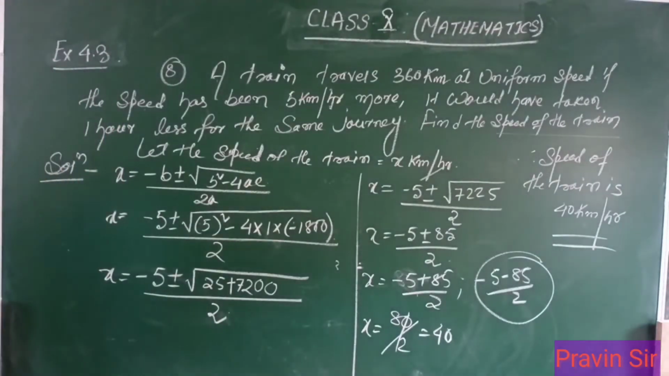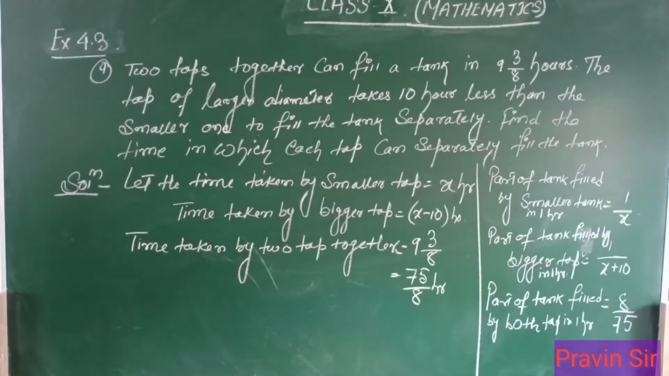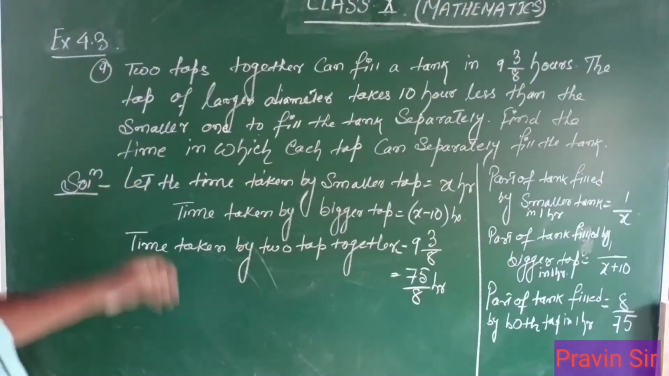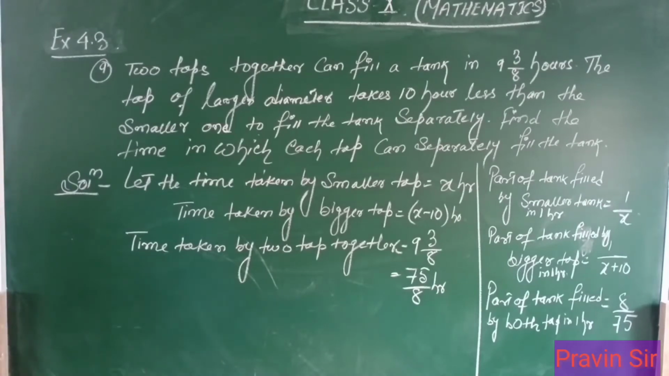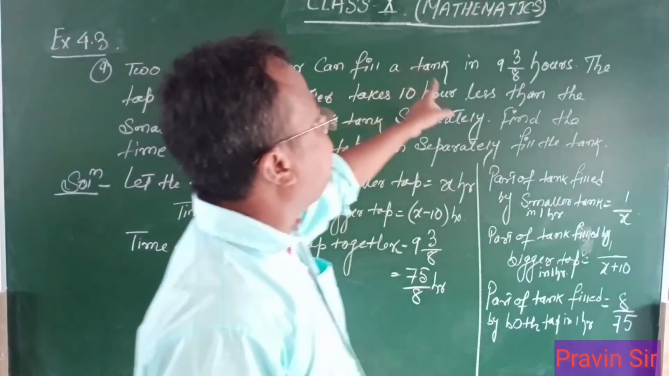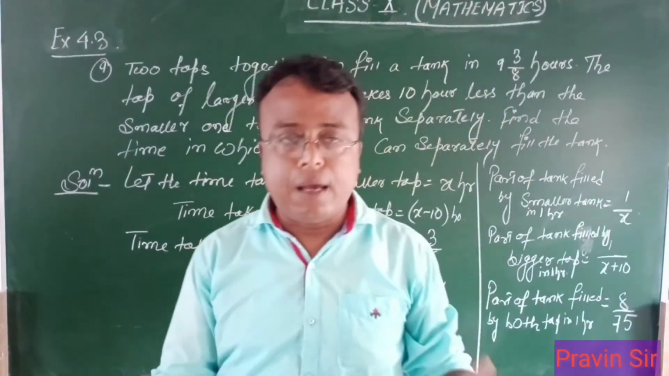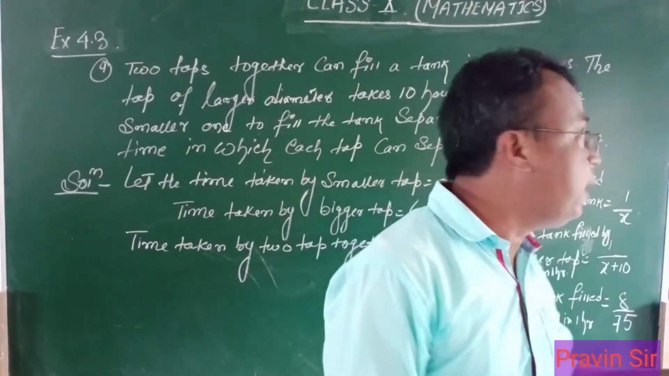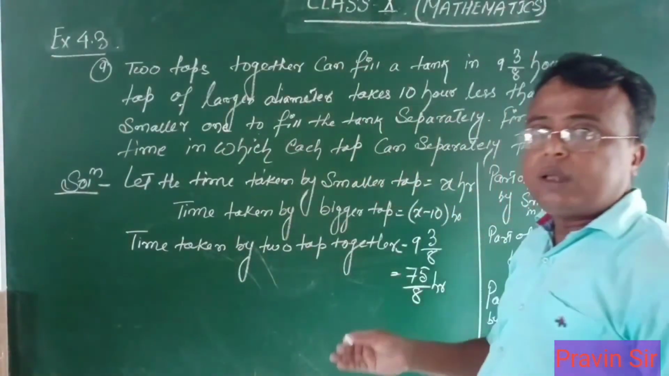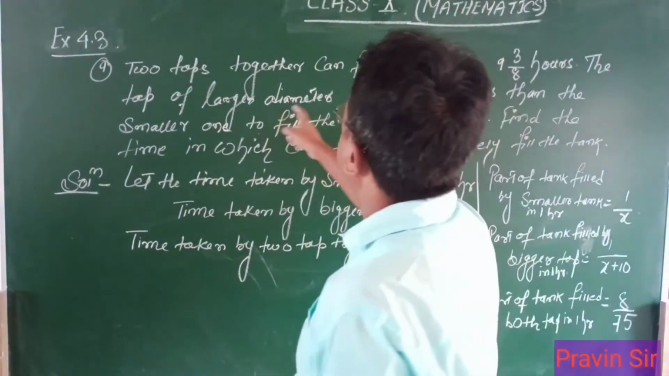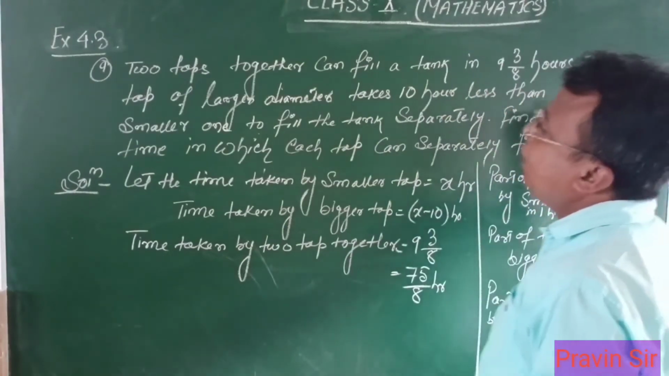Okay, so now we'll go to the next question, that is question number 9. Now come to this question. Here in this question, see how to solve this question. Two taps together can fill a tank in 9 3/8 hours. Two taps are there which can fill the tank in 9 3/8 hours. The tap of larger diameter takes 10 hours less than the smaller one.